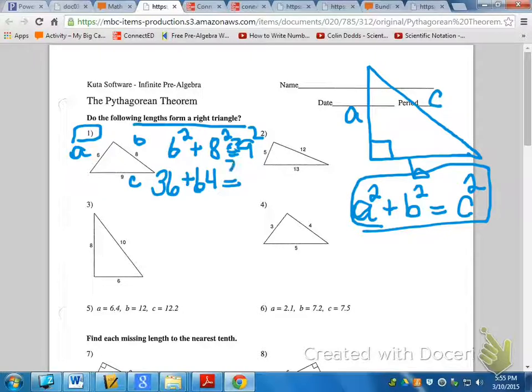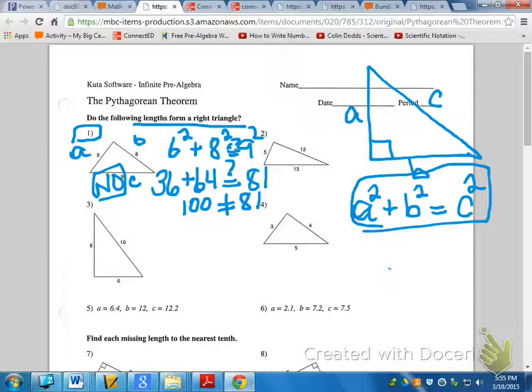Does that equal 9 times 9, 81? Well, 36 plus 64 is 100. That definitely does not equal 81. So in this problem, we would answer no. It is not a right triangle. If the problem would come out where they were equal, then we would answer yes.